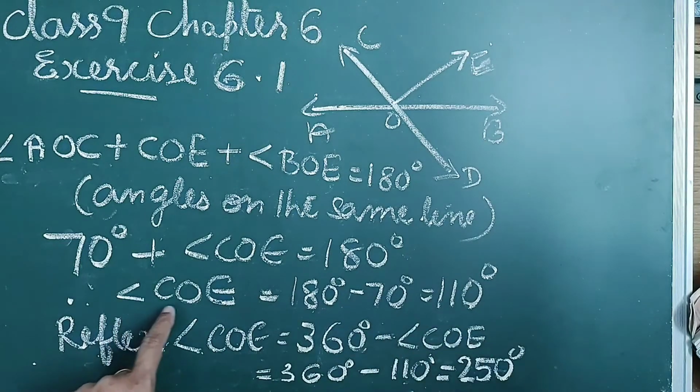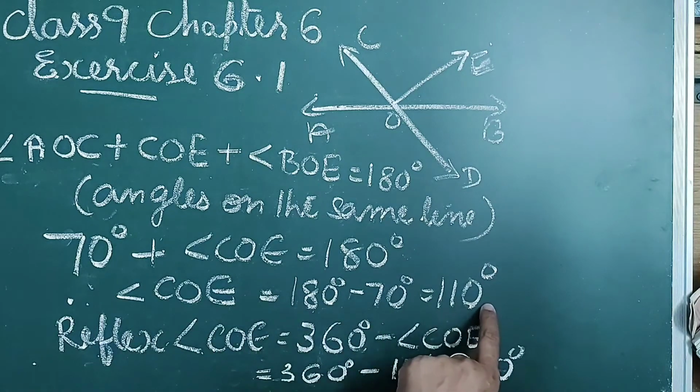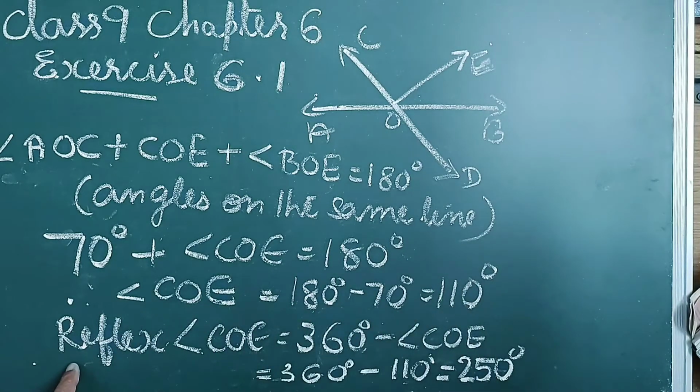Now, angle COE equal to 110 degree and the reflex angle COE is equal to 360 minus angle COE, that's equal to 250 degree.